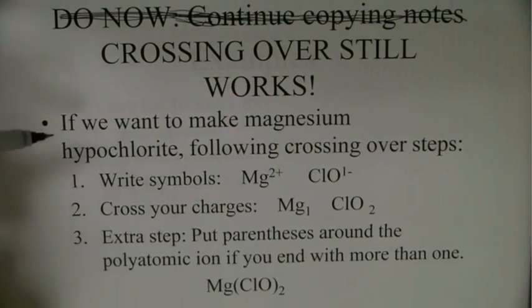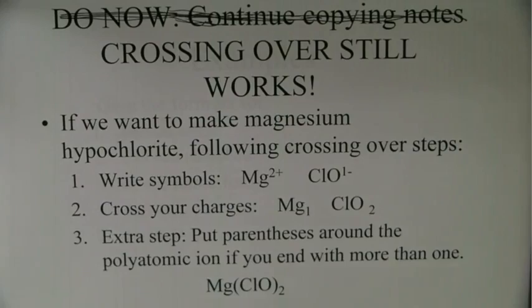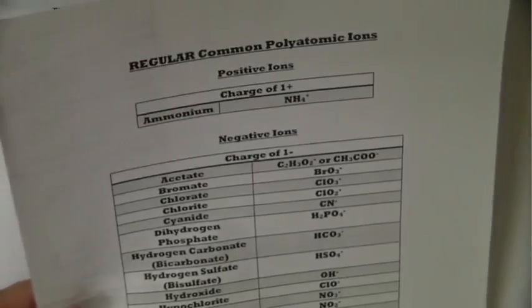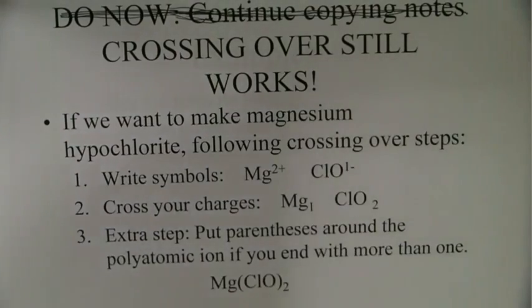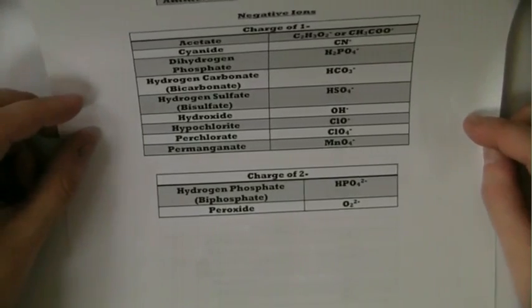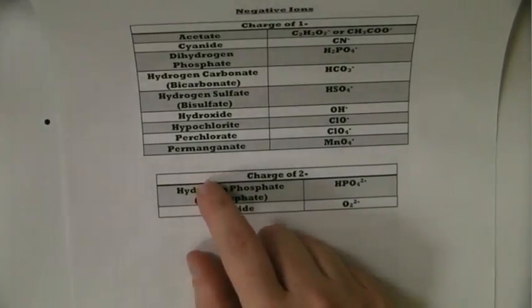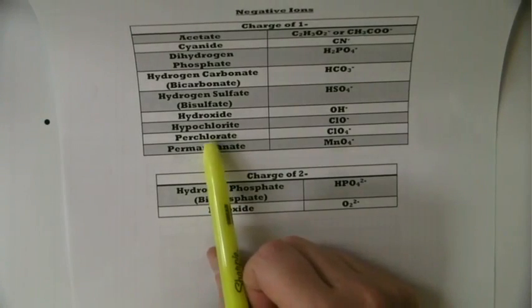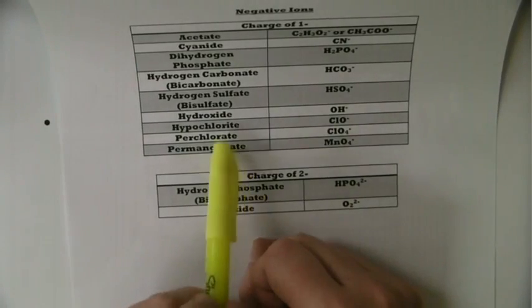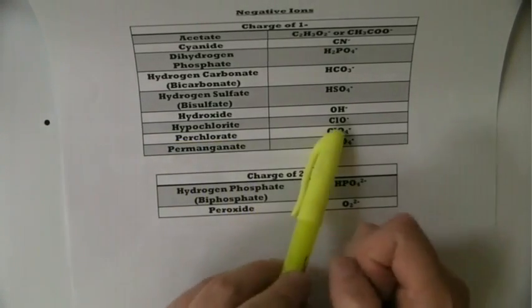So it says if we want to make magnesium hypochlorite, whether this is honors or regular, you all should have gotten one of these charts. This is honors, and regular, obviously yours is a little bit longer because you don't have to memorize. But hypochlorite is on both of them because it's not one I'm requiring you to memorize in my absence. Normally you would, but I'm not going to make you memorize it because I'm not there, and it's a lot harder to go through this without me being there every step of the way to help you. So hypochlorite is one I'm just going to give you. Notice hypochlorite, it's right here.